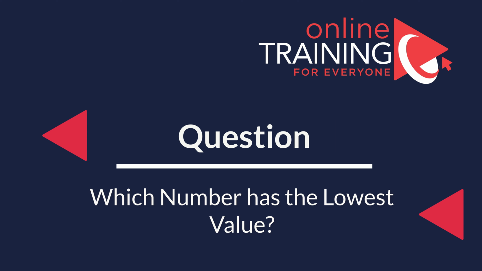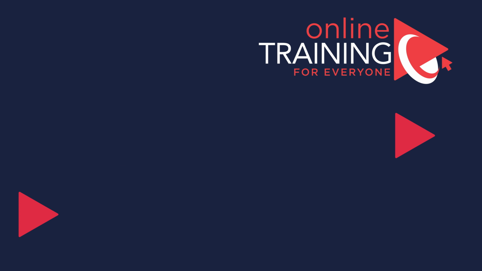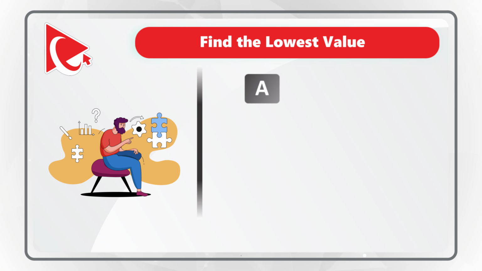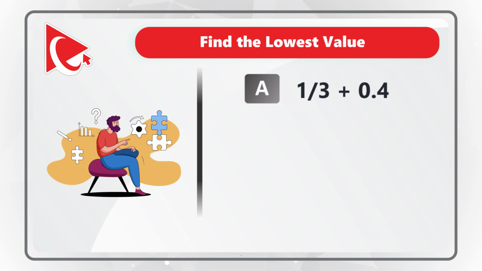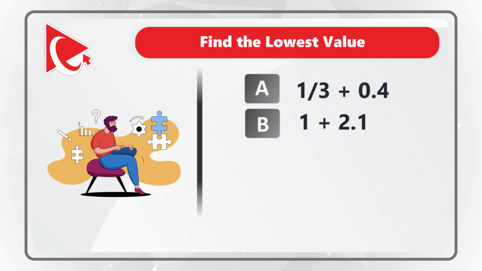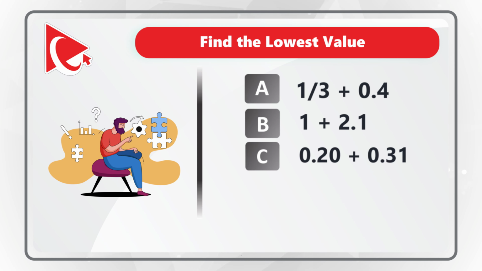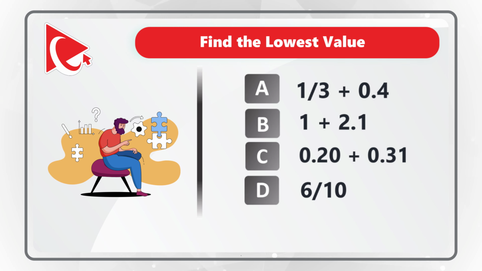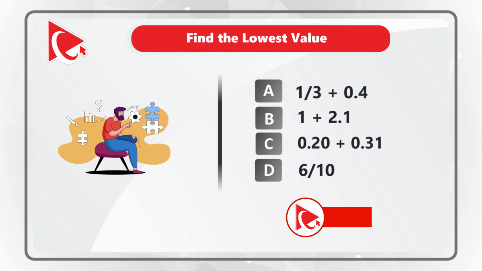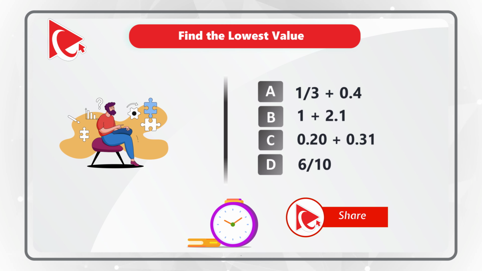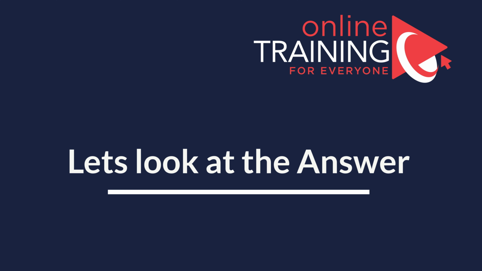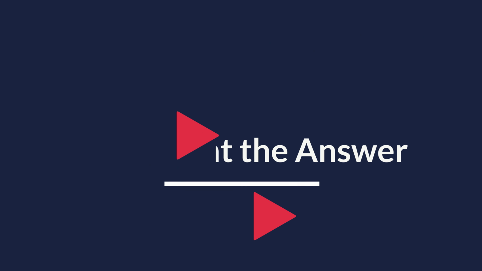You need to determine which number has the lowest value, and you have 4 different choices. Choice A, 1/3 plus 0.4. Choice B, 1 plus 2.1. Choice C, 0.2 plus 0.31. And choice D, 6/10. Give yourself a few seconds to see if you can come up with the solution. The tricky part here is that the question is designed to make you do a mental math. To get to the final answer, you need to simplify all the options.